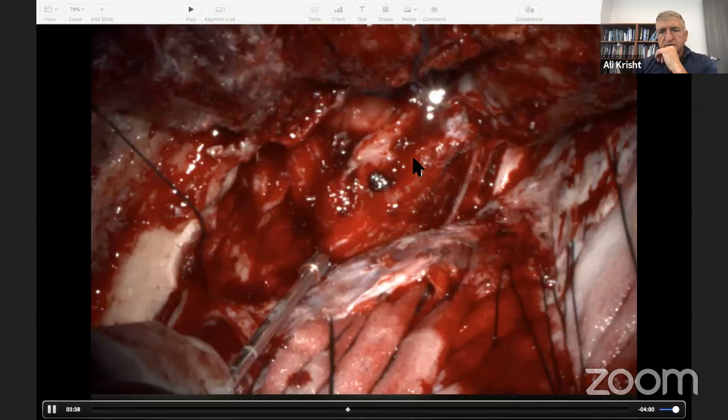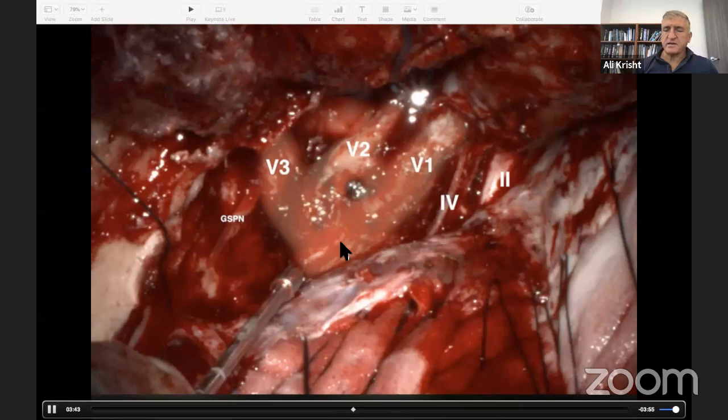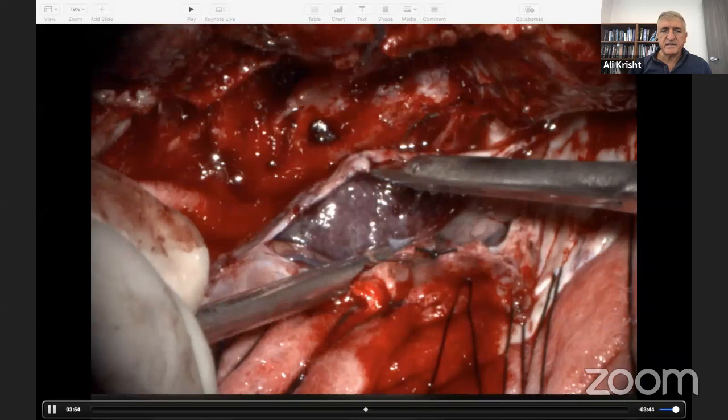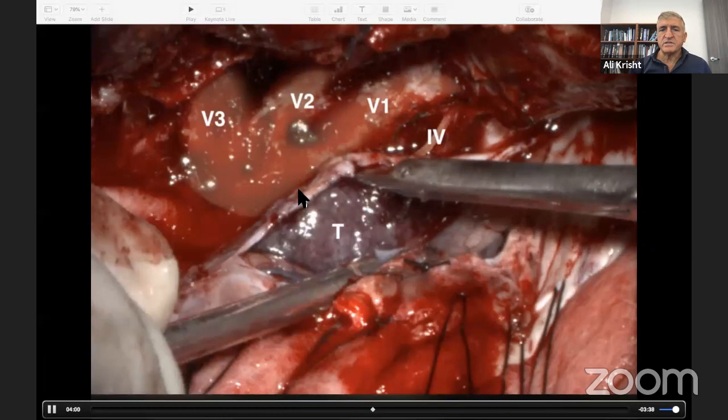V2, V1, V3, and the anatomy gradually starts coming out. Again, all this is neural dissection. I'm not doing anything yet on the tumor. Whatever tumor I cut is delineated. Once I do that, I open the dura in the subtemporal region. And you can see the tumor going through the dura into the middle fossa. And now, this is a dead tumor because we devascularize it from the outside. This is the optic nerve, the carotid.